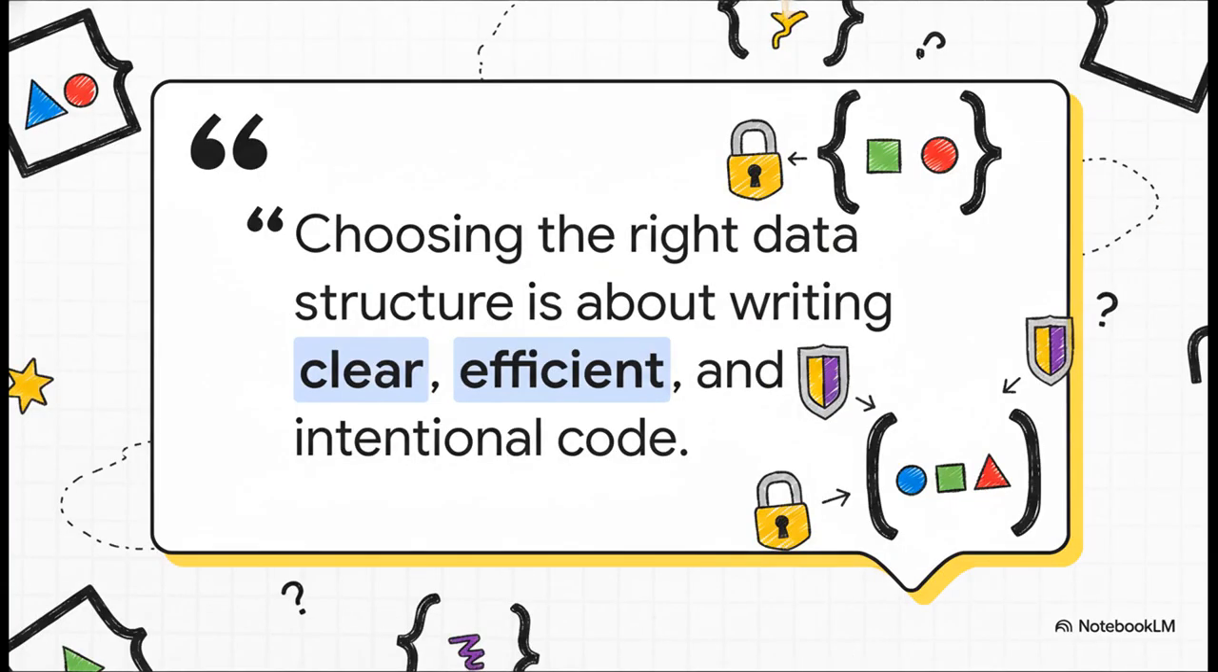So here's the real takeaway from all of this. This isn't just about memorizing the difference between square brackets, curly braces, and parentheses. It's about writing code with intent. When you choose to use a tuple, you're sending a clear signal to the next person who reads your code, which, let's be honest, is probably you in 6 months, that this data is not meant to be changed. It makes your code safer and a whole lot easier to understand.